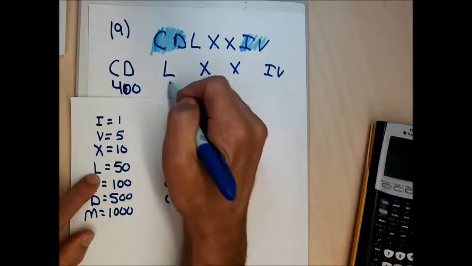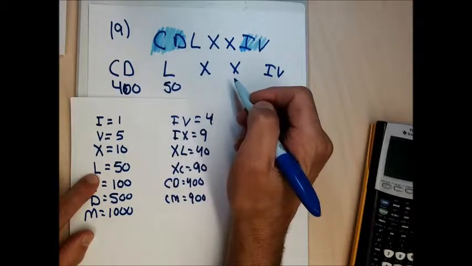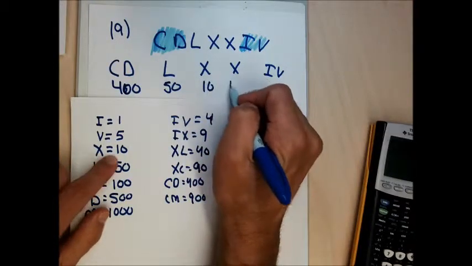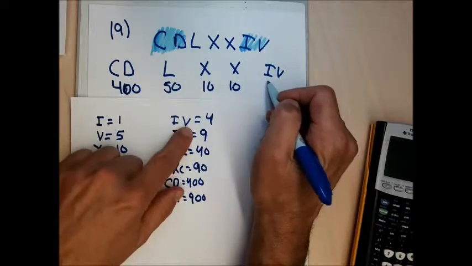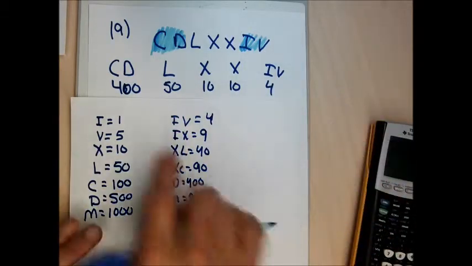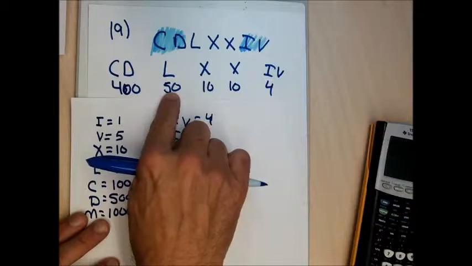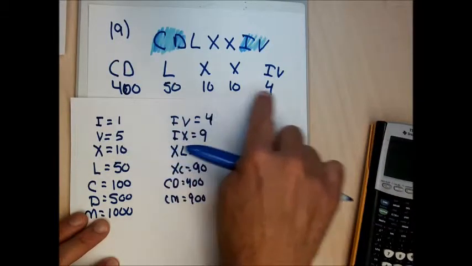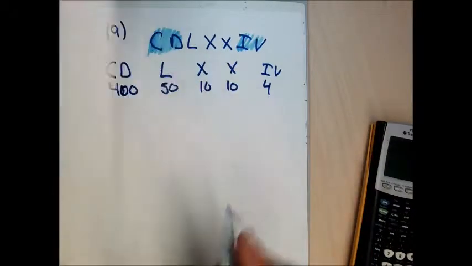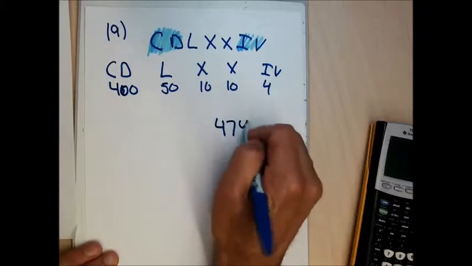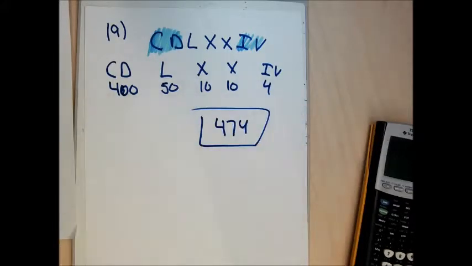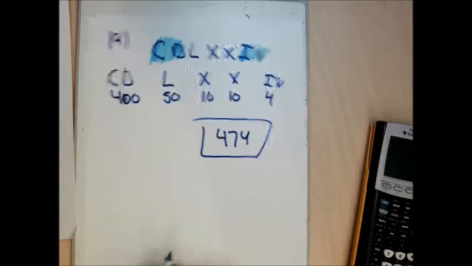L is equal to 50. X is equal to 10. X is equal to 10. IV is equal to 4. I'm going to add these up. 400 plus 50 is 450. Plus 10, plus 10, plus 4. I think that adds up to 474. I don't think I need my calculator to do that. My answer for number 19, the Roman numeral that's given, is equal to 474.